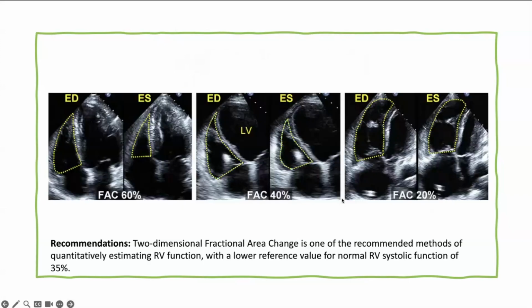And then other things we can do are looking at fractional area change. Fractional area change is basically an assessment of RV function that's measured in the apical four-chamber. It's the end diastolic area minus the end systolic area over the end diastolic area times 100. It's a measure of RV systolic function that has been shown to correlate quite well with RV ejection fraction on MRI. It's obtained by tracing out the endocardium in both systole and diastole from the tricuspid annulus all the way up to the apex, and then back down along the interventricular septum to the tricuspid annulus. And typically the lower reference value for normal, according to the guidelines, is a function less than 35%.